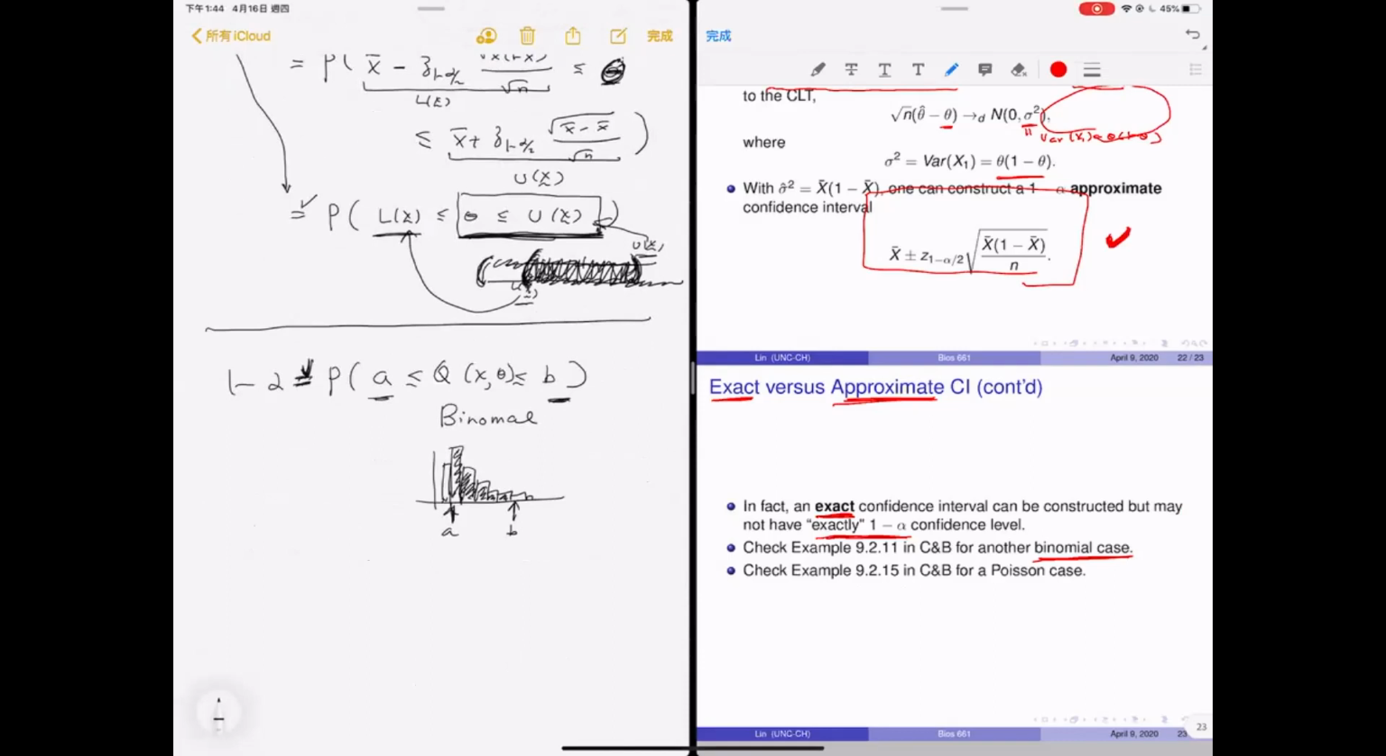But in that case, we'll still call it an exact distribution because it's based on the exact distribution. So it is still called an exact confidence interval, because it is based on the exact distribution. So binomial is that case. Also, a more common case is the Poisson distribution. In a Poisson distribution, you still have a discrete random variable, a discrete distribution. So from A to B, the probability does not exactly equal 1 minus alpha, but we'll still call it an exact confidence interval.